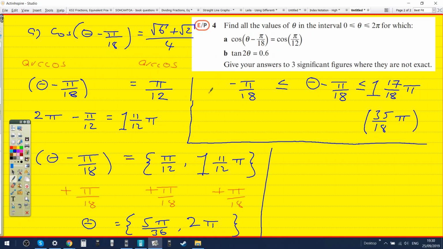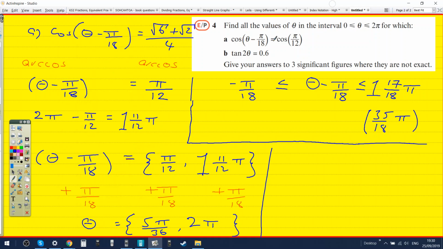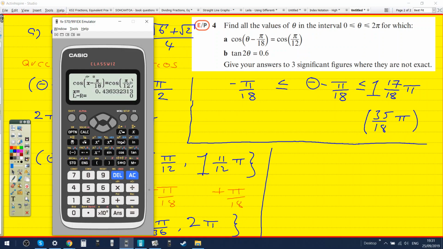Why would you use the minus 0.1? I didn't. I used positive 0.1. I just thought I might get something low. So if I do shift solve, let's say I start from 1 or something, so x equals 1. 0.436. So what is 5 pi over 36? Press S-D. It's 0.436, yeah. So that's this one.